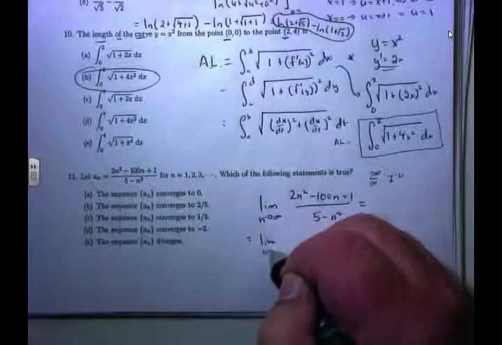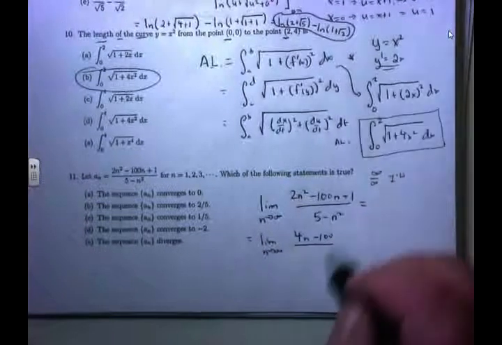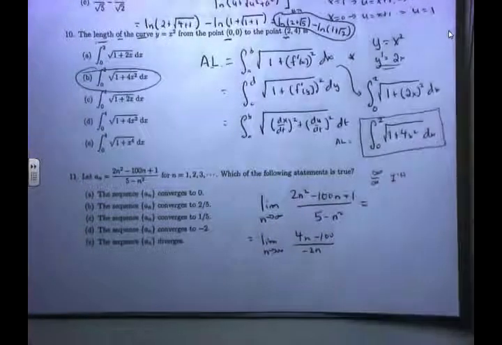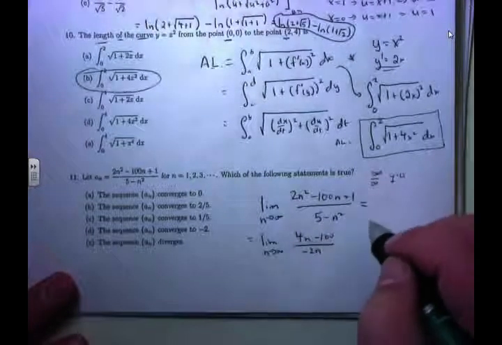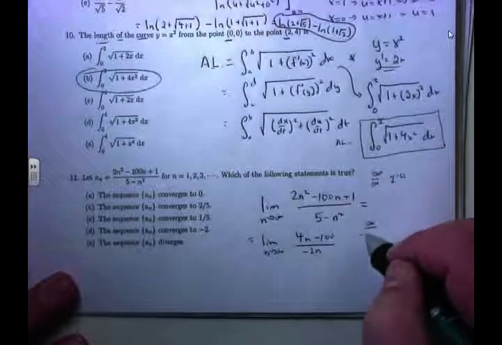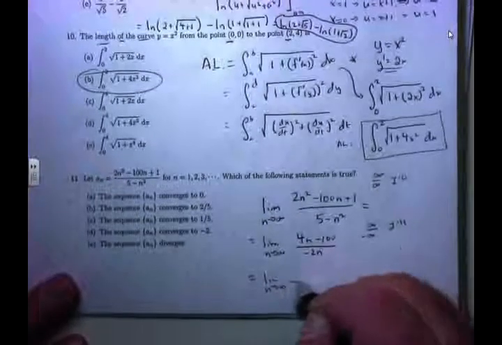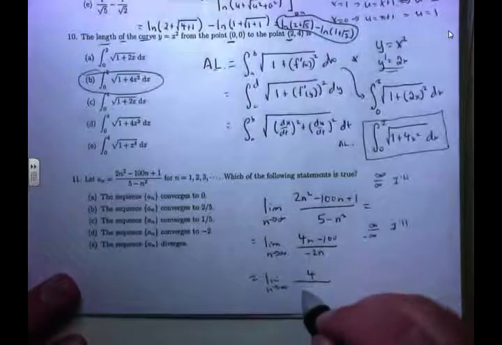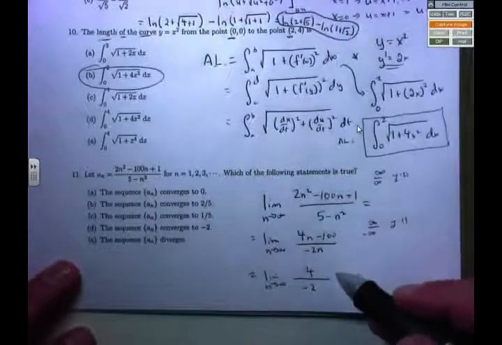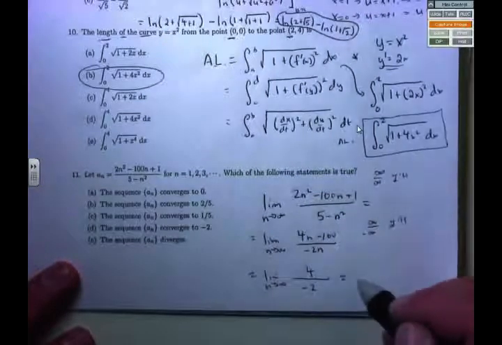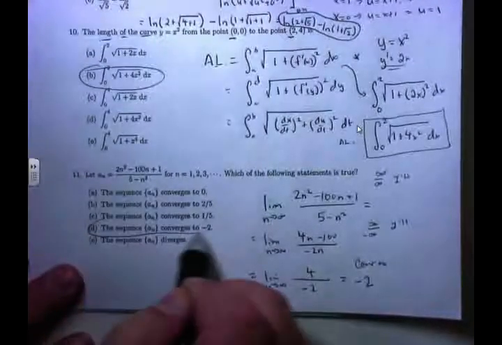So this is equal to the limit as n approaches infinity, derivative of the top would be 4n minus 100 over derivative of the bottom, which is going to be negative 2n. You plug it in, and you get 4 times infinity, which is infinity minus 100, still infinity, over negative 2 times infinity is negative infinity. It's still L'Hopital's rule. So do it again. Limit as n approaches infinity of derivative of 4n is 4, derivative of negative 2n is negative 2. And therefore, of course, derivative of 100 is 0. So 4 divided by negative 2 is negative 2. So the answer is converges to negative 2.